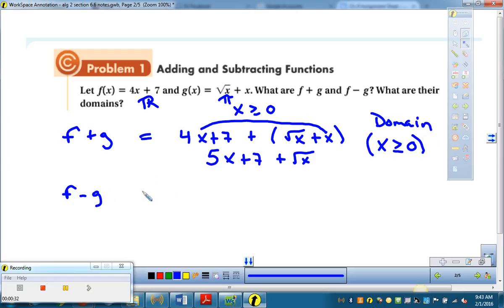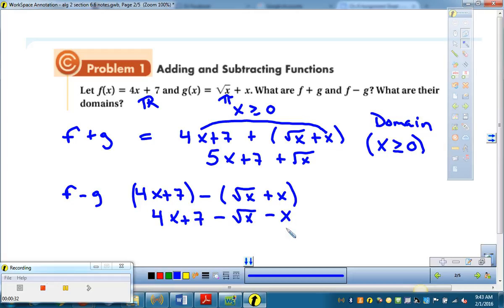Then for f minus g, we're going to have 4x plus 7 minus, keep it in parentheses so you remember to distribute the negative, root x plus x. Every time I do subtraction this way, I get rid of my parentheses first, so I have 4x plus 7 minus root x minus x. Again, we can combine our like terms and get what? Subtracting, 3x plus 7 minus root x. Tell me about the domain.